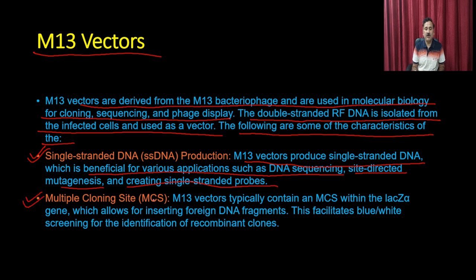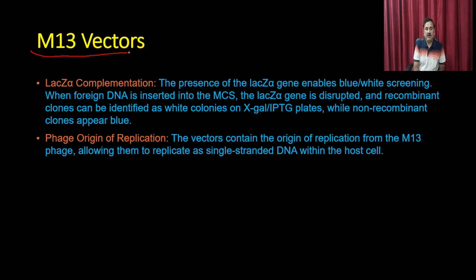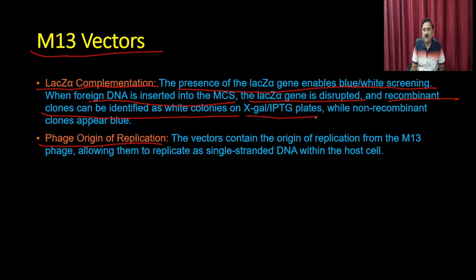Then you also have the multiple cloning sites. So, M13 vectors typically contain an MCS within the LacZ alpha gene, which allows for the insertion of foreign DNA. This facilitates blue white screening for the identification of recombinant clones. You can also have the LacZ alpha complementation and the phage origin of replication. The presence of the LacZ alpha gene enables blue white screening. When foreign DNA is inserted into the MCS, the LacZ gene is disrupted and the recombinant clones can be identified as white colonies on the X-Gal IPTG plate, while the non-recombinant clones appear blue.